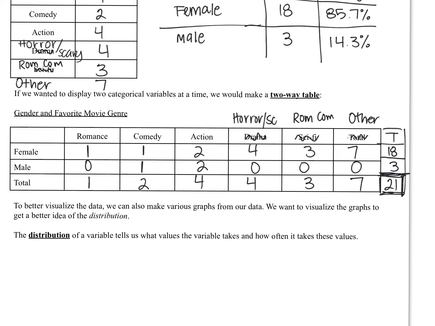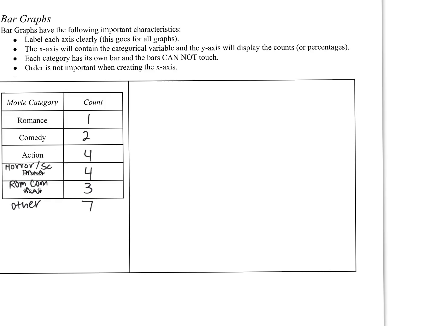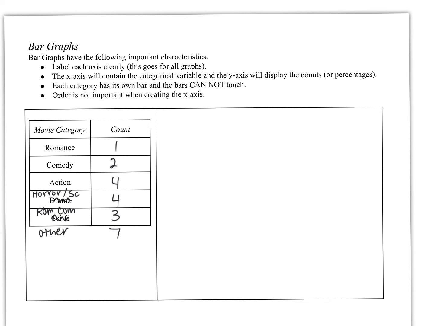There's a couple different ways you can display categorical data: pie charts, and then bar graphs. And bar graphs are what we're going to take a look at. So when we're looking at a bar graph, there's a couple key characteristics you need to make sure you have. One is that you are labeling each axis clearly. And this goes for all graphs, not just bar graphs. And depending on what we're doing, we also label the graph itself. The x-axis is going to contain the categorical variable, and the y-axis is going to display the counts or percentages if you're working with that.